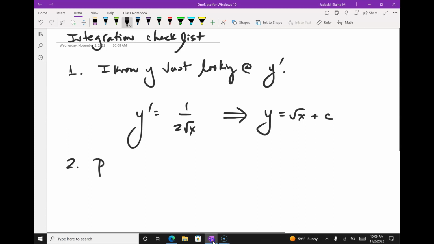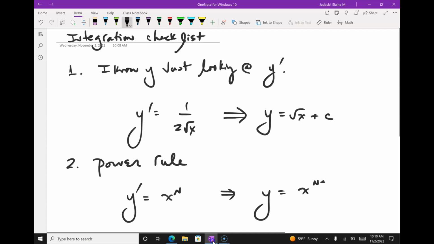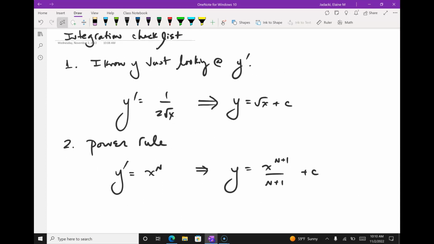Second step was the power rule. When I do a derivative for a power rule, I take the exponent and make it the coefficient and reduce the exponent by 1. To do that backward, y prime is x to the n, and y is x to the n plus 1 over n plus 1 plus c. So I'm adding 1 to the exponent and dividing by the new exponent. Those were the two that we did last class.